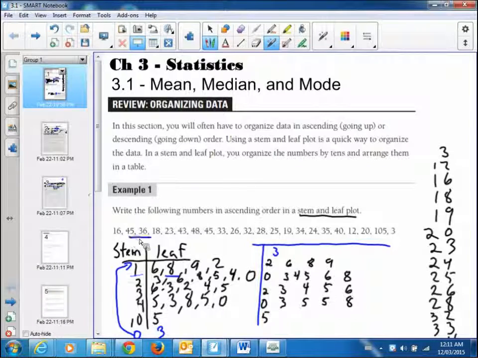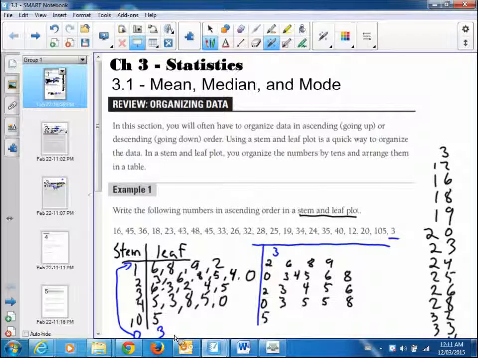Take a minute and do that all the way through. And you'll notice 105 over there eventually. That stem would then be 10. And then 5 would be the leaf for that. By the way, when I did this originally, I didn't notice at the end here that I have 3. Well, there's no front number, no stem, so 0, and then 3 is the leaf.